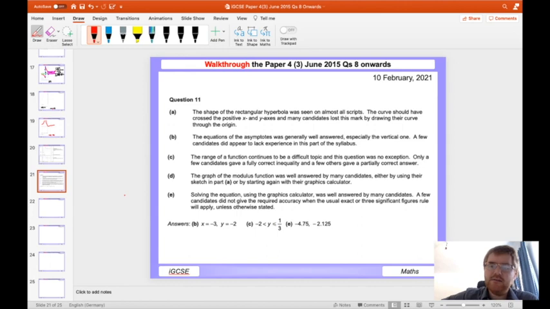And yep, some people use the sketch in part A or just use their graphics calculator. And it's good to see that E is well answered, so just creating that line. And it didn't give that required accuracy for the 3 significant figures rule. It will apply unless otherwise stated. I've mentioned that before in previous videos. Always round to 3 significant figures.